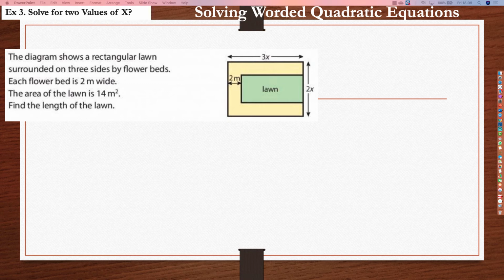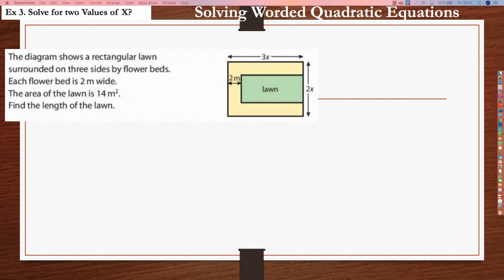x minus 2 is what? The length. It's 3x minus 2, not the length. Right, I'm going to use that piece of information to figure out what x actually is, to get the length of the lawn again. The width? 2x minus 4. So now the width is 2x minus 4, and now the length is 3x minus 2.